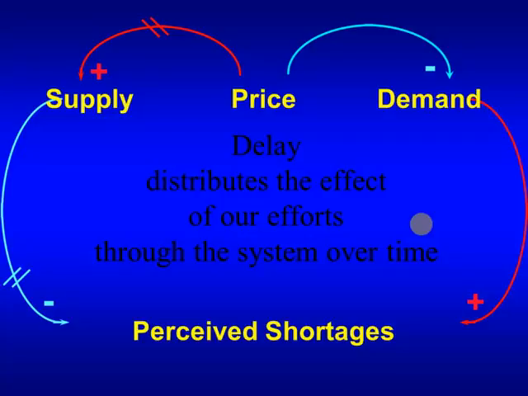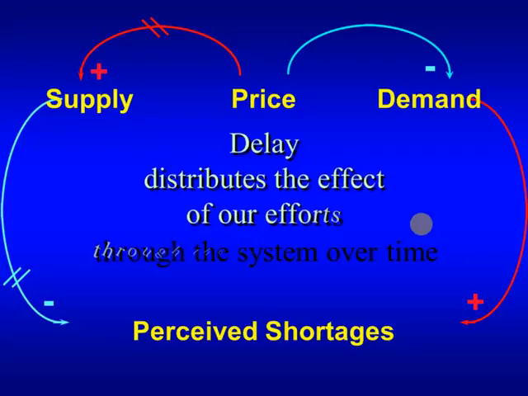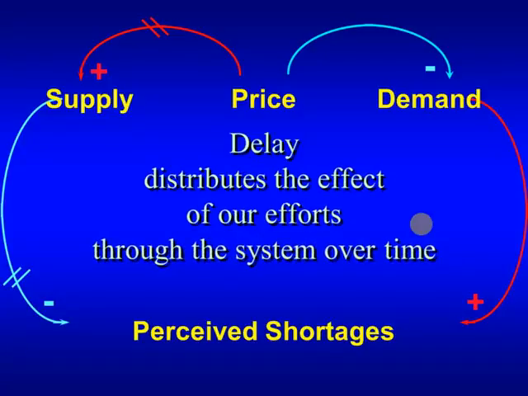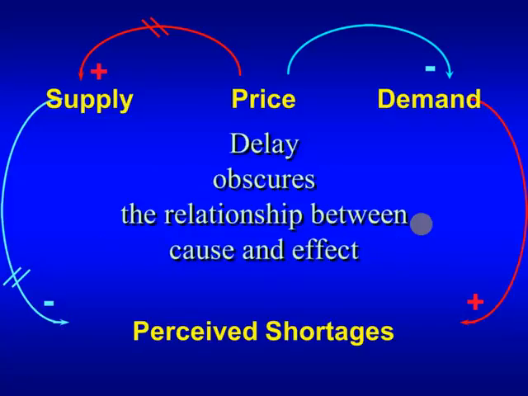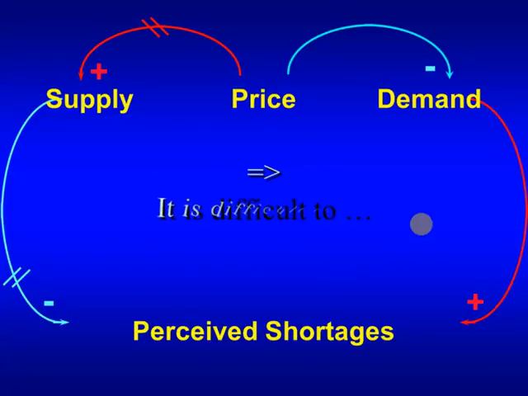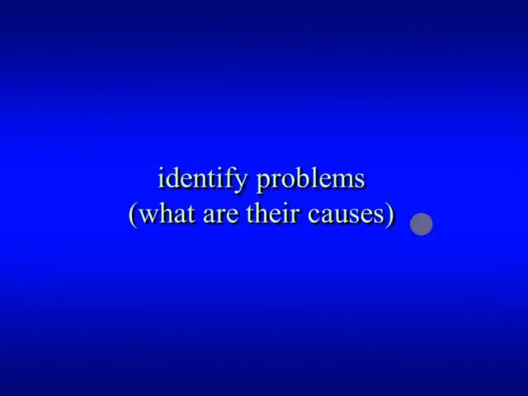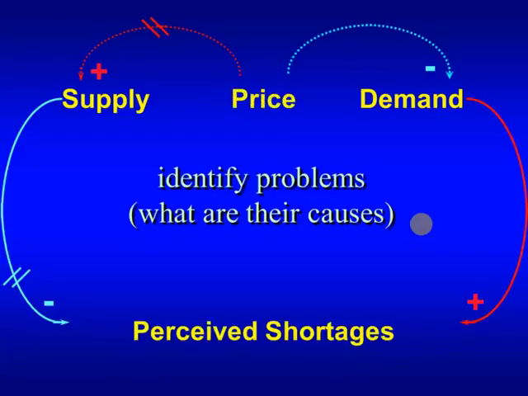You have a fairly immediate demand reaction, and you have a delayed supply reaction. And what that means is that the delays tend to obscure the relationship between cause and effect. Let's have a look at that. So, for instance, it is difficult to identify the problems. That is, what are their causes? If we look at perceived shortages and we experience that shortages are going up, that might be a result of increased demand. When? Well, just a short while ago, yesterday or the day before. Or it might be a result of reduced supply. When? Well, 3 months ago.